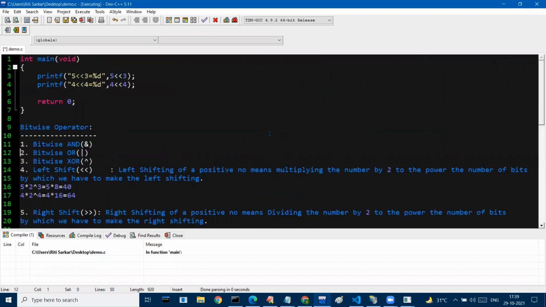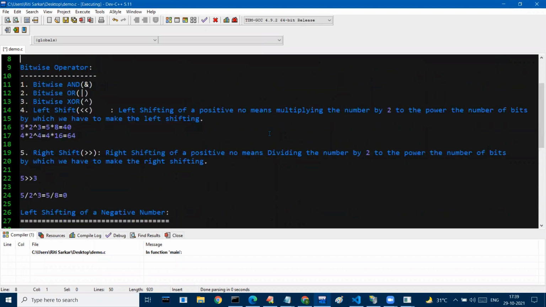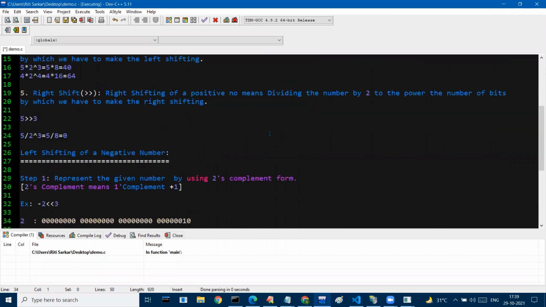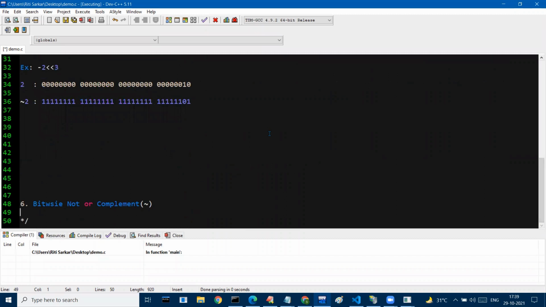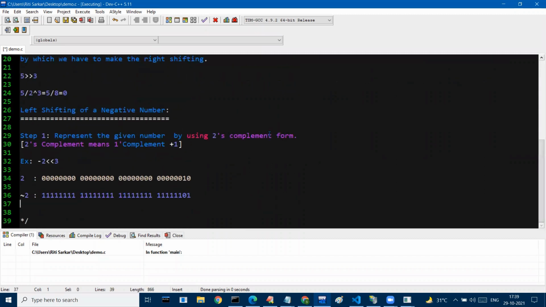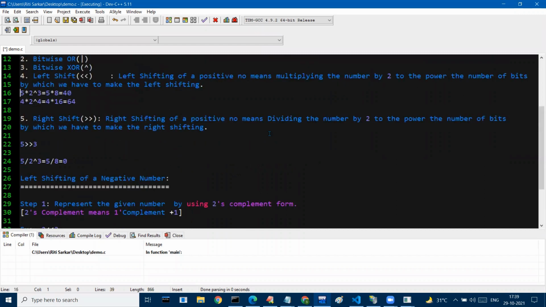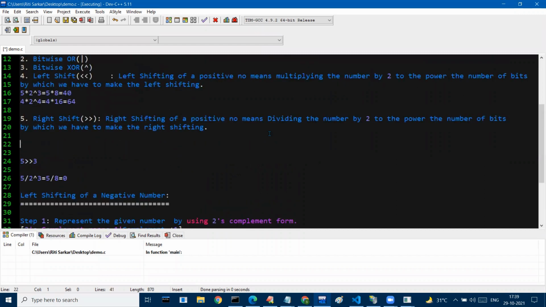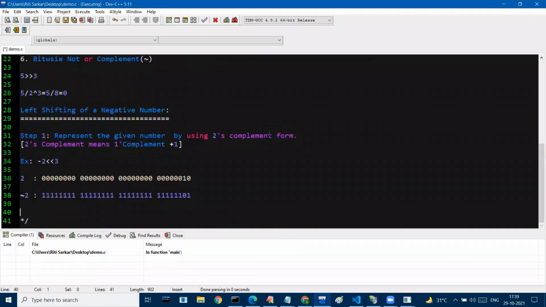So for the discussion of this one, this discussion is also done in parallel. Where is that one? Yeah, the 6th one. These operator discussions are automatically coming here as a part of this discussion: bitwise not or complement.